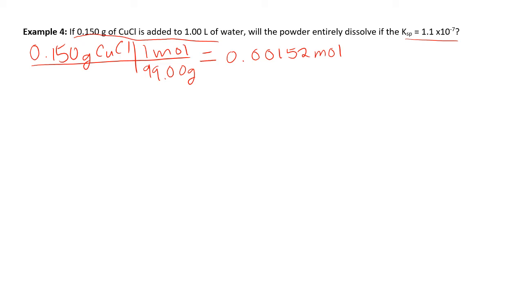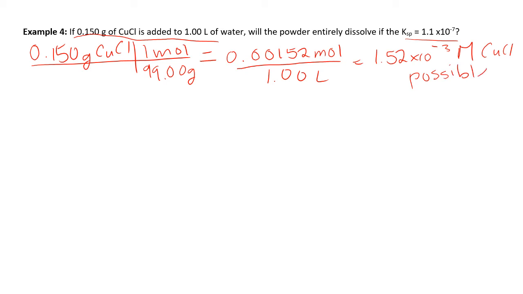And our molarity would be moles per liter. So if we divide by our 1.00 liters, we get a concentration of 1.52 times 10 to the negative 3rd molar copper chloride. So that's the molarity of the solution that we are making, or the possible molarity. Okay, this is possible. So now we're going to see, based on the KSP value, will that molarity even be made? Can we get to that amount? How much will actually dissolve here?